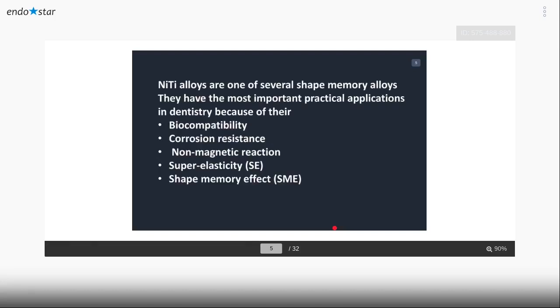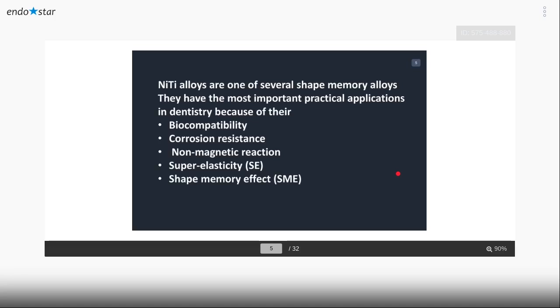As a beginning, why did we change from stainless steel to nickel titanium alloy? First of all, nickel titanium alloys are one of several shape memory alloys in the market, but they have the most important practical application in dentistry and the medical field as a whole: biocompatibility with our bodies, corrosion resistance, non-magnetic reaction, and the two most important points that we will speak about today, super elasticity and shape memory effect.